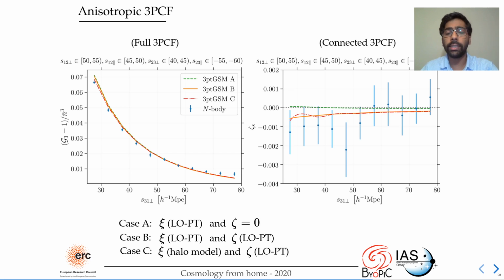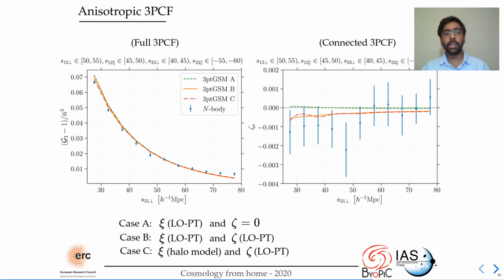However, here the signal to noise ratio of the measurements itself is low, so that seems to be a disadvantage in this case. This comes from the fact that the anisotropic correlation function is a function of 5 triangular separations. Here we fixed 4 separations as denoted at the top of the panel, and we let the side S31 perpendicular vary. So looking here, we see that at least case B and case C reproduce the measurement quite well.